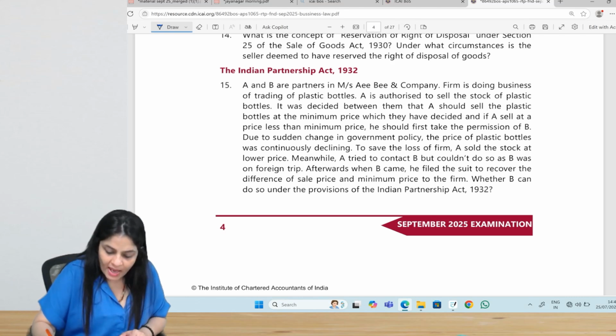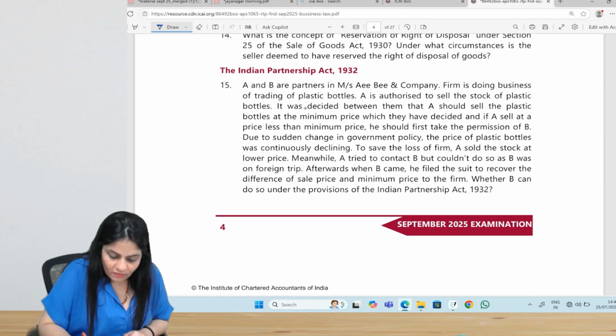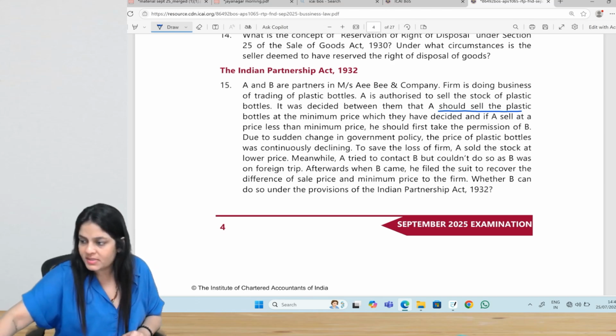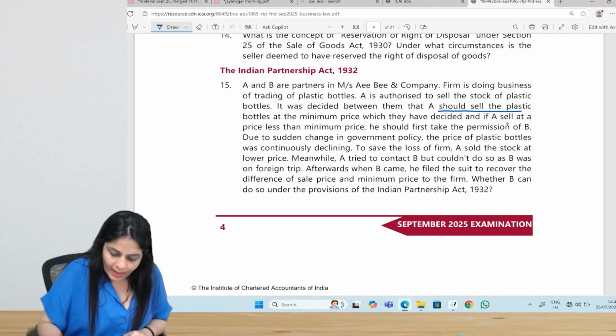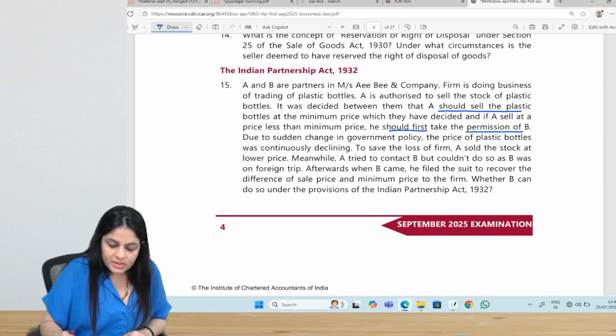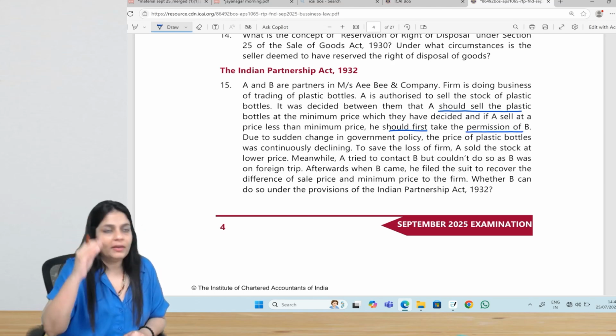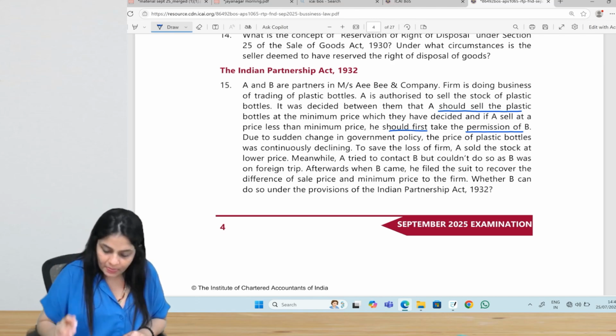The firm is doing business of trading of plastic bottles. A is authorized to sell the stock of plastic bottles. It was decided between them that A should sell the plastic bottles at the minimum price which they have decided. And if A sells at a price less than the minimum price, he should first take the permission of B. So they have limited his authority, that you cannot do more than that.